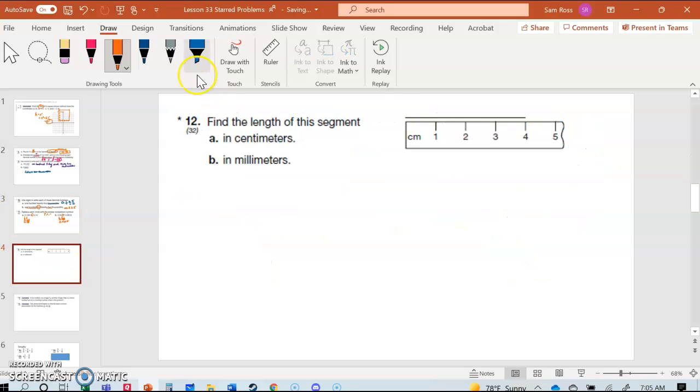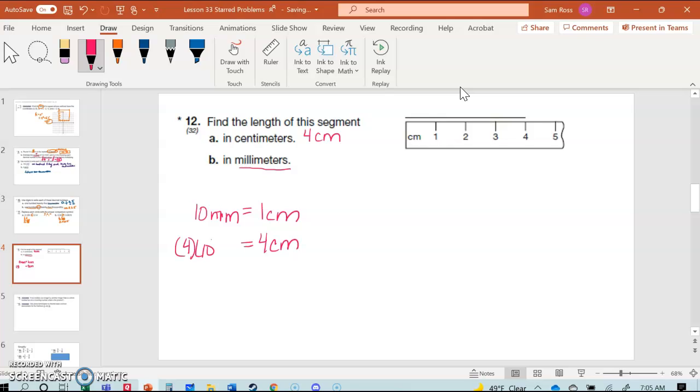Find the length of this segment in centimeters. So we have 4 centimeters, and then in millimeters. So I know that 10 millimeters equals 1 centimeter. So if I have 4 centimeters, I'm going to have 4 times 10 millimeters, or 40 millimeters. Okay.